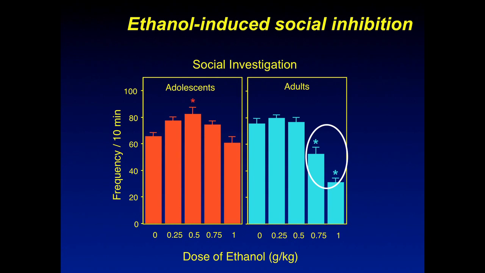As a matter of fact, I selected these data, and I probably wasn't quite fair. I should have selected a set of data that went up a little bit higher, because this is 1 gram per kilogram, about 1.25 grams per kilogram. Under most circumstances, the adolescents will also start showing social impairment. So they need a higher dose to show that.